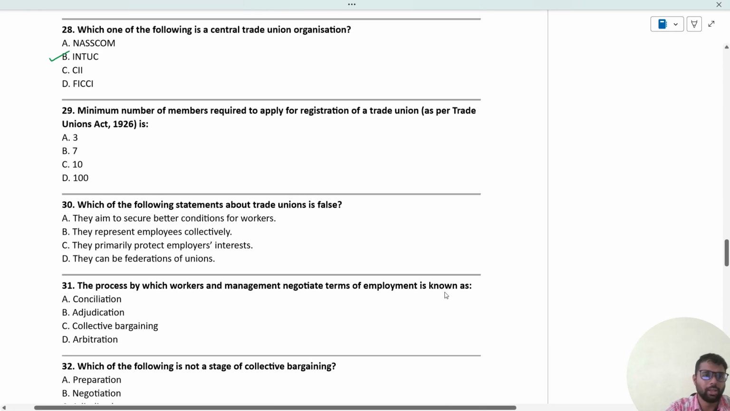Let us move to question number 29 and see minimum number of members required to apply for registration of a trade union as per the Trade Union Act 1926 is number 7. Option number B is the correct answer.